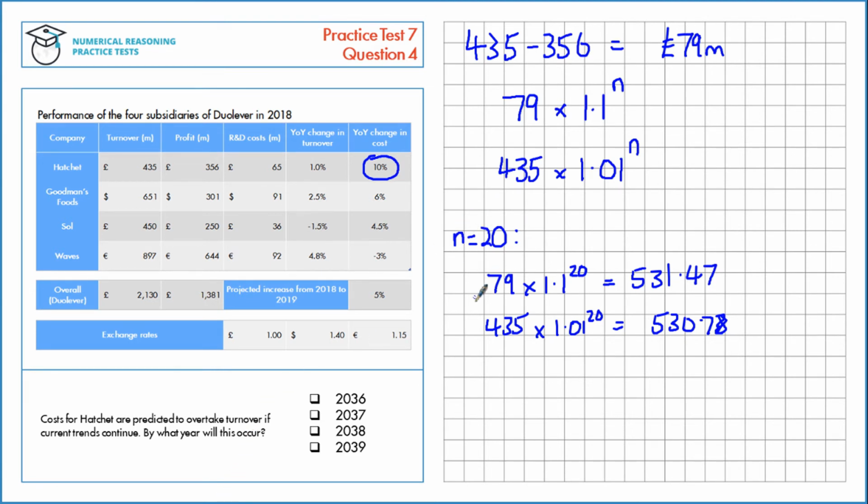So what year is n equals 20? If this is the current year, 2018, and we said that 1 year would be n is 1, 2 years is n is 2, so n is 20 corresponds to the year 2038, which is answer 3.